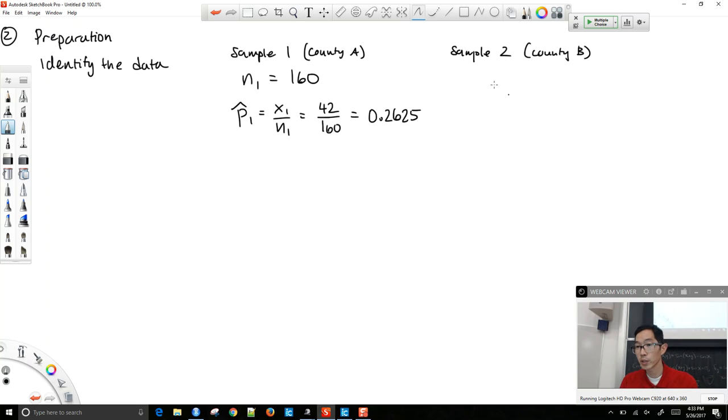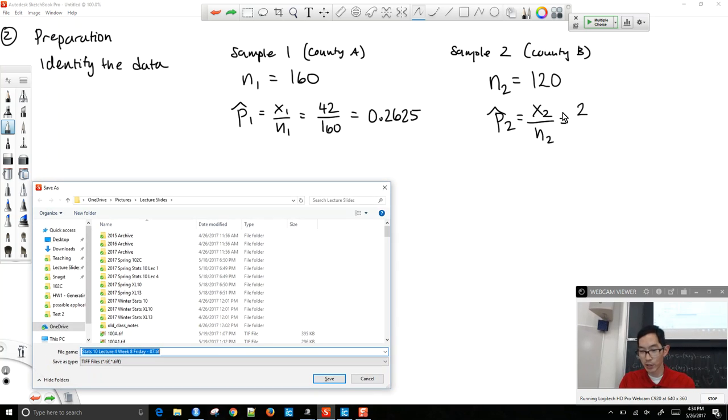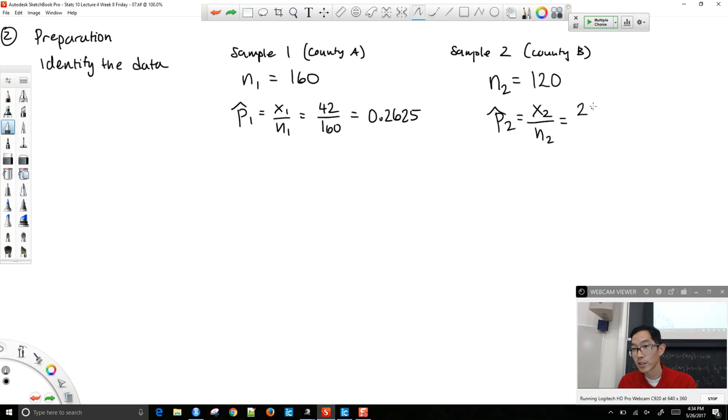Sample 2, what's N2? That's right, 120. And P hat 2, X2 over N2, what do we write? 26 divided by... I forgot what I wrote. 26, right? 26 divided by 120, 26 over 120, 0.21667, okay? So that's P hat 2.